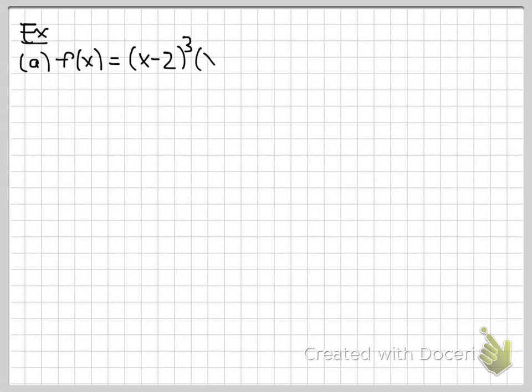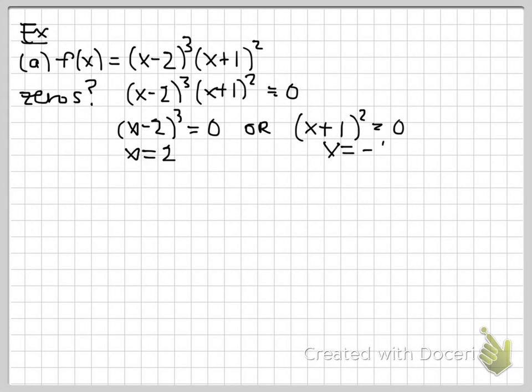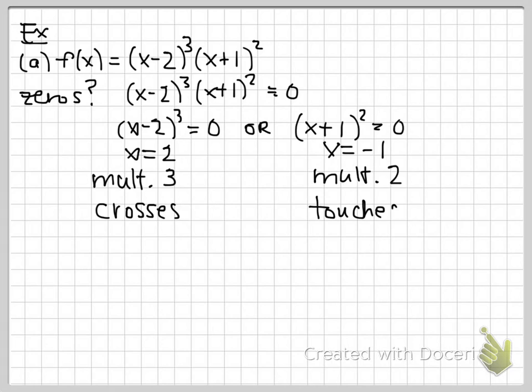Suppose f of x equals x minus 2 cubed times x plus 1 squared. What are the zeros? Well, I set the whole equation equal to 0. And this is already factored for us, so we get x minus 2 equals 0 or x plus 1 equals 0. So here are our zeros. x equals 2 is a 0 with multiplicity 3. 3 is odd, so the graph crosses at x equals 2. x equals negative 1 is a 0 with multiplicity 2. 2 is even, so the graph is going to touch at x equals negative 1. Okay, so remember this, we'll come back to this example.